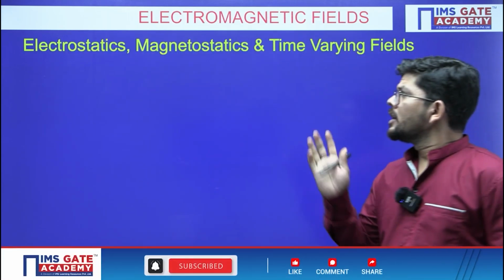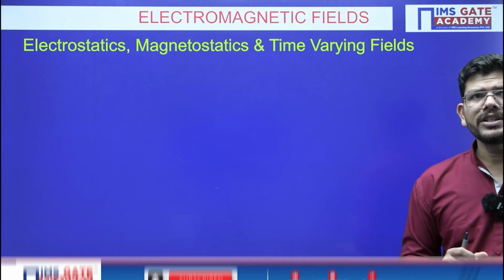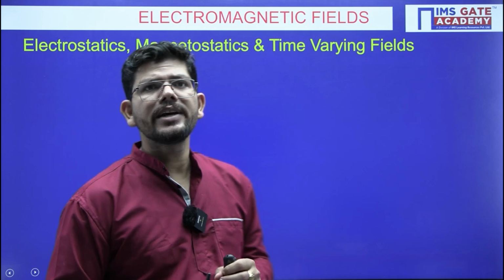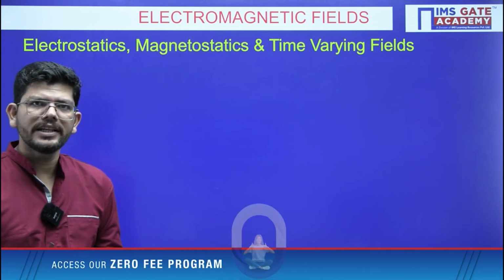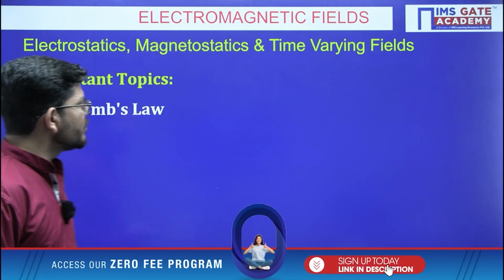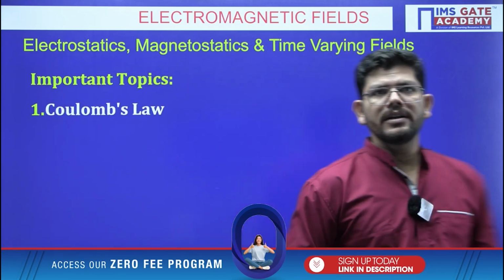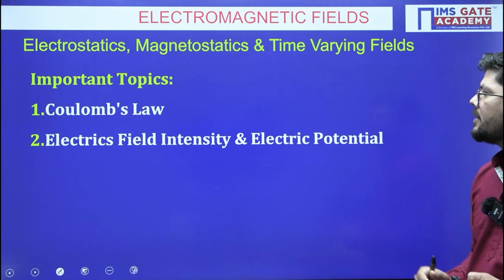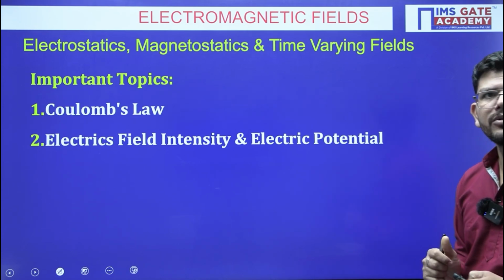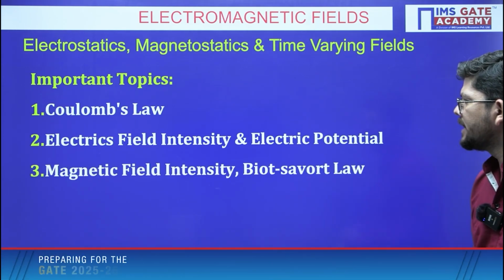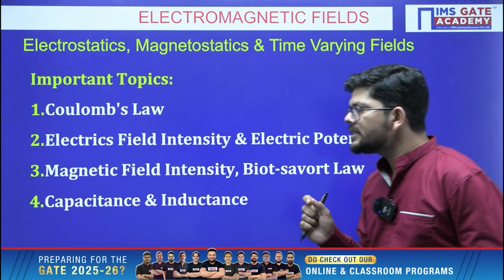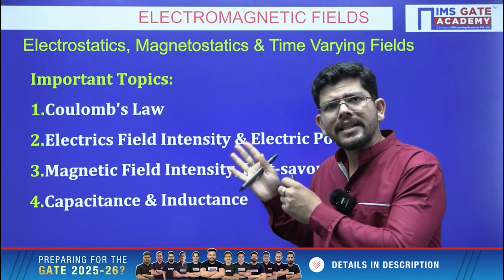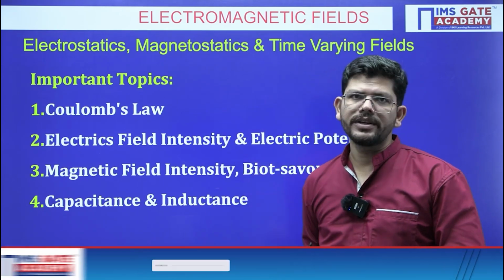Now, what are inside the chapters that you will be studying? The first chapter is electrostatics, magnetostatics and time varying fields, and this is the only chapter that electrical and IN students have to cover. The important topics you have to cover in this are Coulomb's law, which contributes questions in the GATE exam; electric field intensity and potential, also contributing questions in GATE; magnetic field intensity and the Biot-Savart law; and capacitance and inductance, a very important topic that contributes GATE questions. So these are the important topics of this chapter, right?